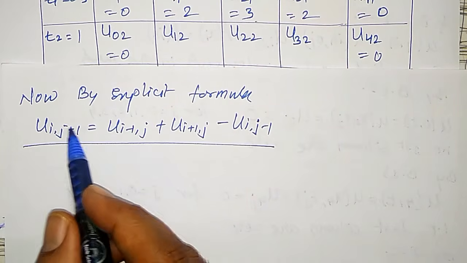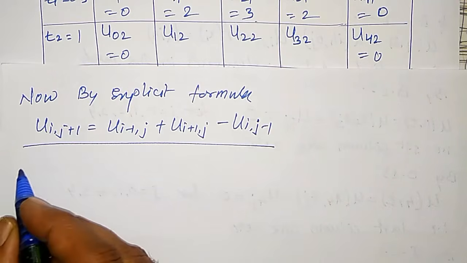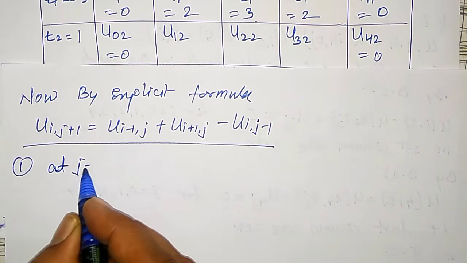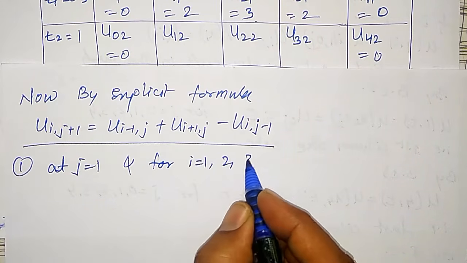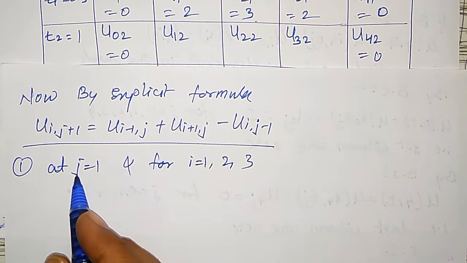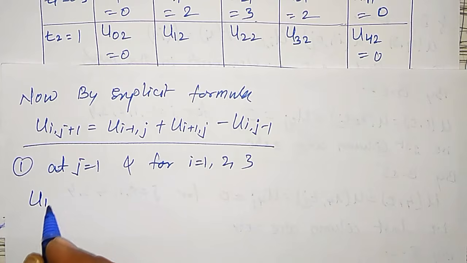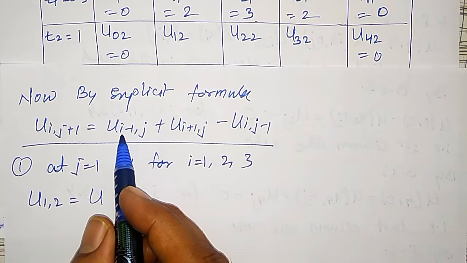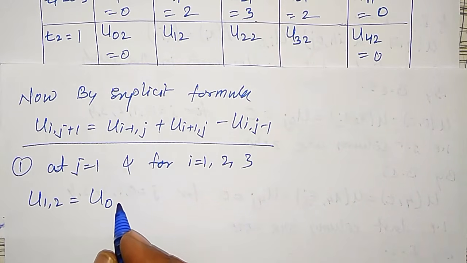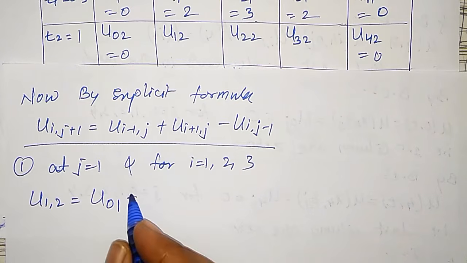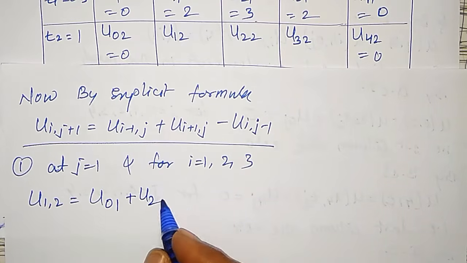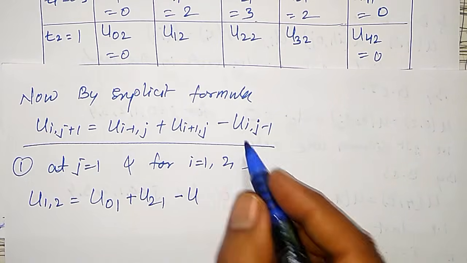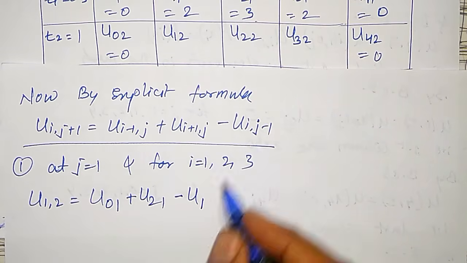Okay, therefore to get j equal to 2, j must be equal to 1. First one at j equal to 1, and for I equal to 1, 2, 3, let me use j equal to 1 and I equal to 1. I equal to 1, u12 equals, I am using u0, and it is j equal to 1 plus I equal to 1, which means 2, j equal to 1, u21 minus I equal to 1 and j equal to 1, 0.